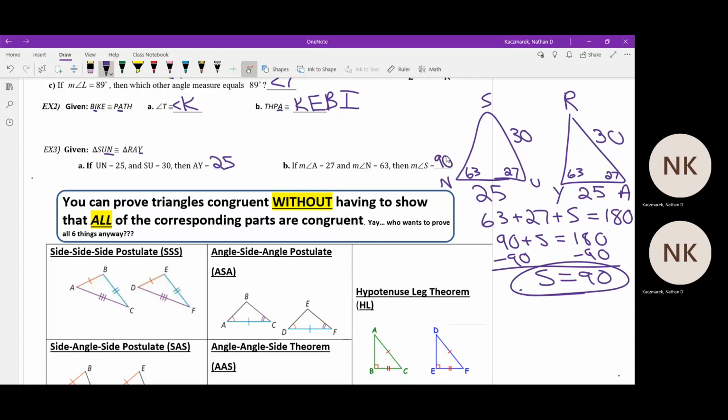90 degrees. All right, on to the next topic of the day.